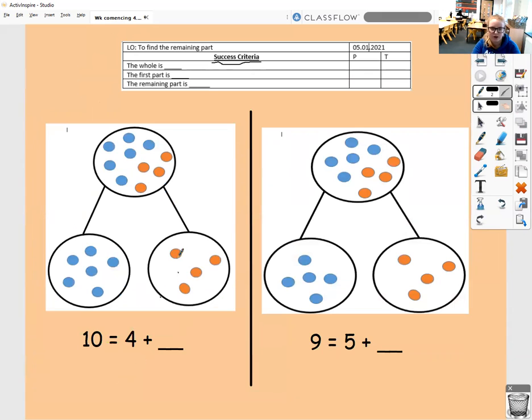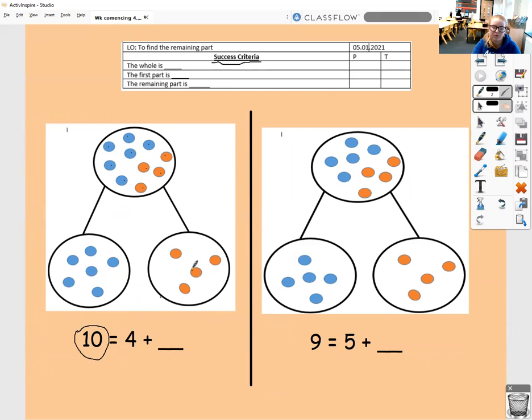Fantastic. Let's have a quick go at these ones. So here, this is telling us that our whole is 10. Let's double check that's right. 1, 2, 3, 4, 5, 6, 7, 8, 9, 10. The whole is 10.